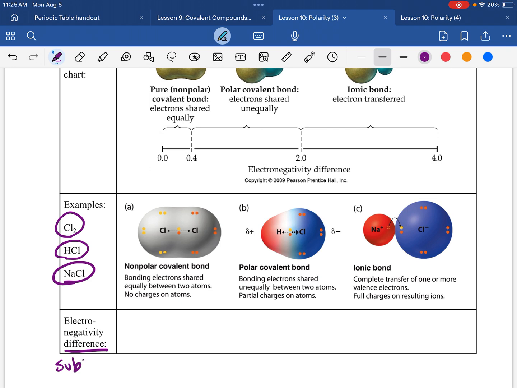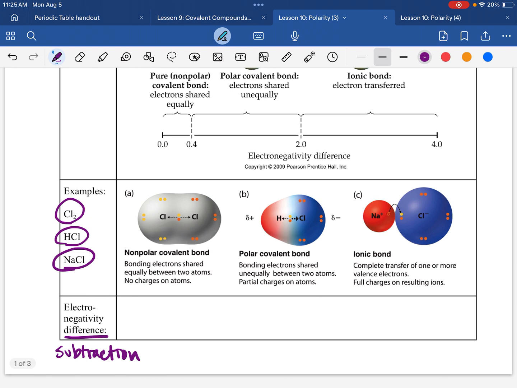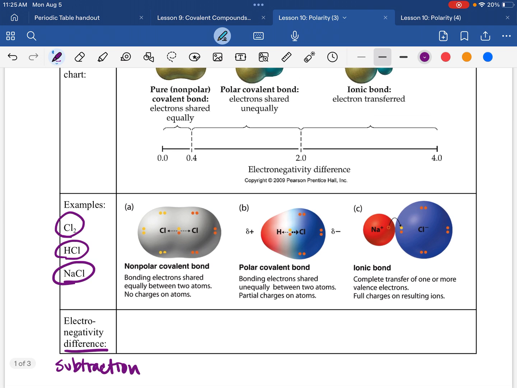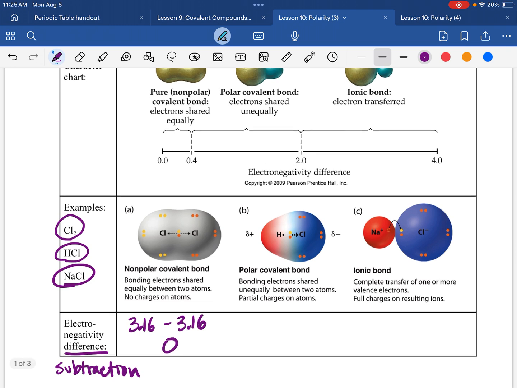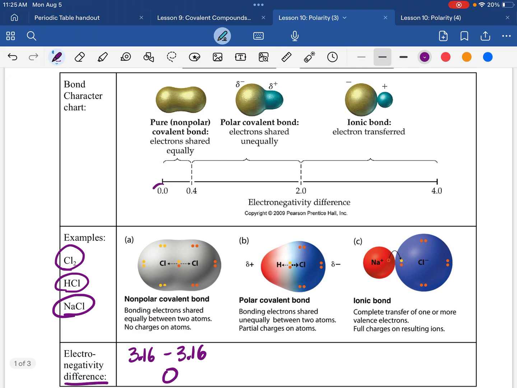So what we're going to do is find the difference, and difference is subtraction. We know that from math. Difference means subtraction. So we're going to take 3.16, the electronegativity value of one chlorine, minus the electronegativity value of the other chlorine, and of course we get 0, which puts us here on this spectrum of electronegativity differences.